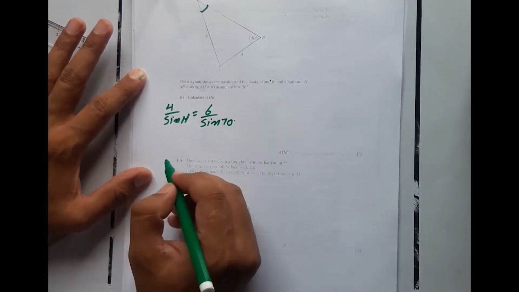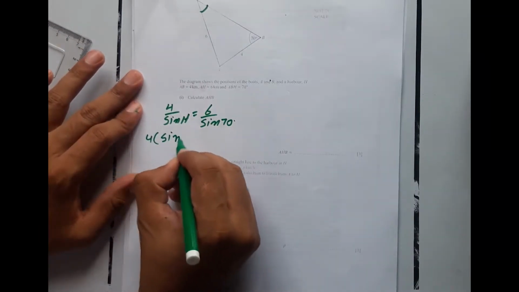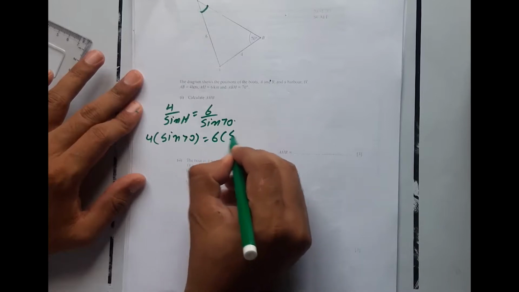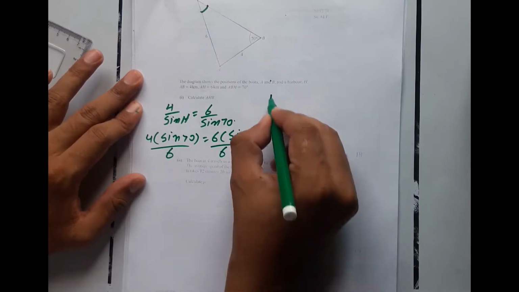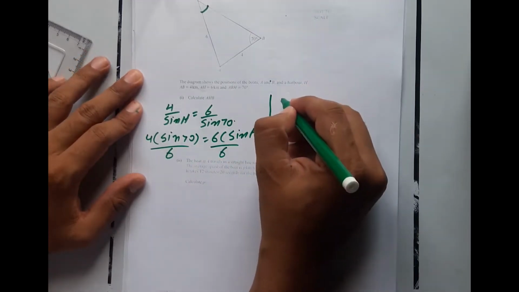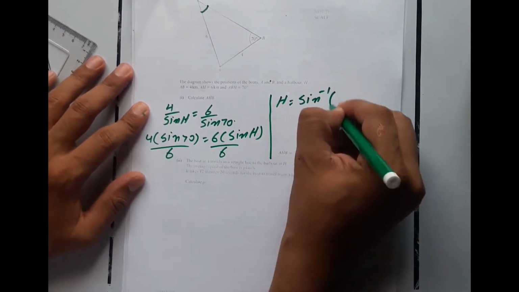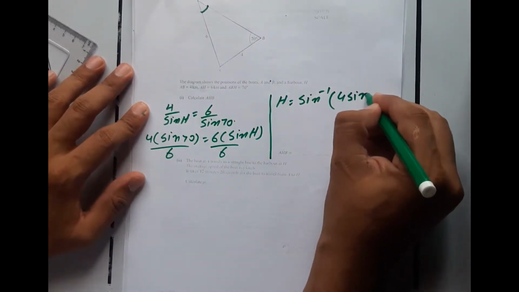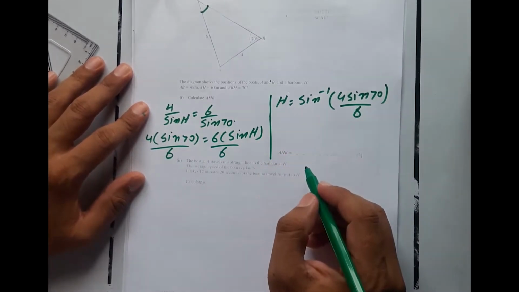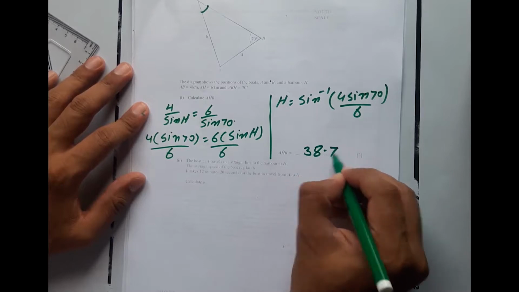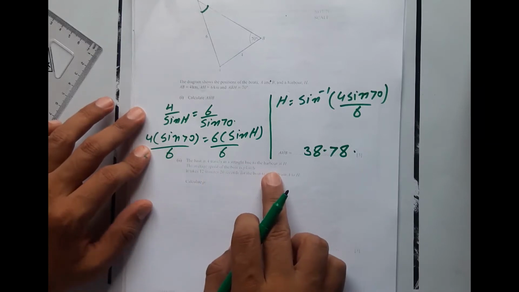Okay, we will cross multiply. 4 times sine 70 is equal to 6 times sine H. Okay, 6 will divide on both sides. So this will become sine H. We have to find H. So this will become sine inverse of 4 times sine 70 over 6. By calculating, this will be equal to 38.78.